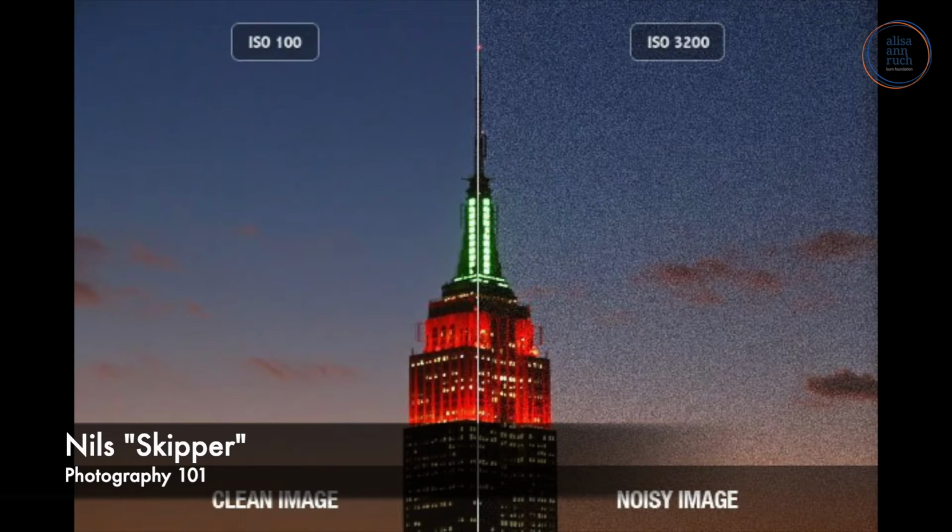Let's take a look at this picture of the Eiffel Tower. As you can see on the left, the sky is uniform and smooth because it has a very low ISO, while on the right, the sky has all these little dots, which are referred to in photography as noise.